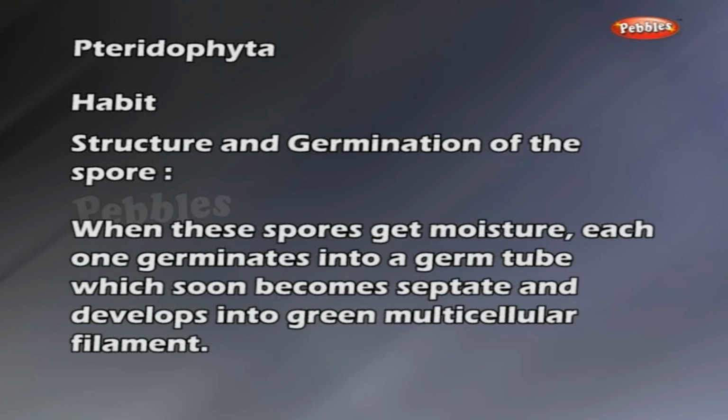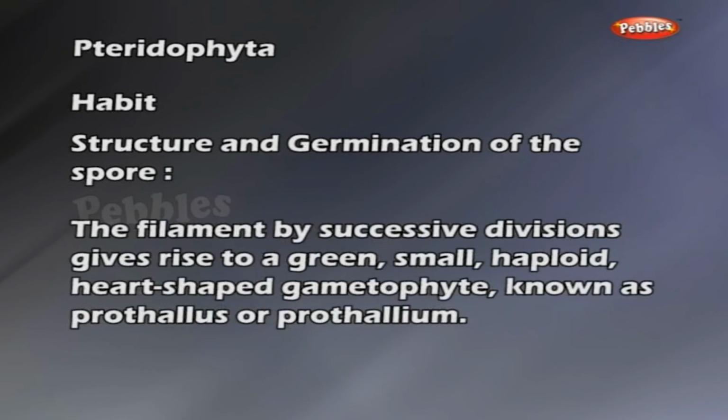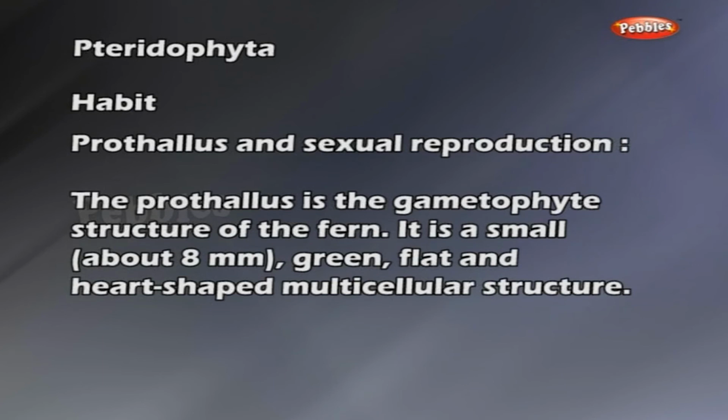When these spores get moisture, each one germinates into a germ tube, which soon becomes septate and develops into a green multicellular filament. The filament, by successive divisions, gives rise to a green, small, haploid, heart-shaped gametophyte known as prothallus or prothallium.